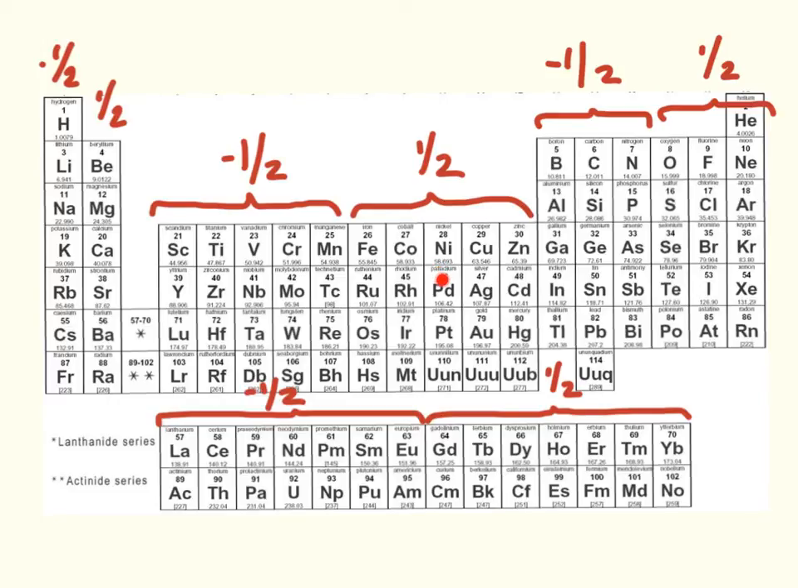Here's palladium. Palladium is in this bracket, so it has a +1/2 spin. Silicon is in the first bracket, so it has a -1/2 spin. What would the spin number be for magnesium? +1/2. And what would the spin number be for uranium? -1/2.